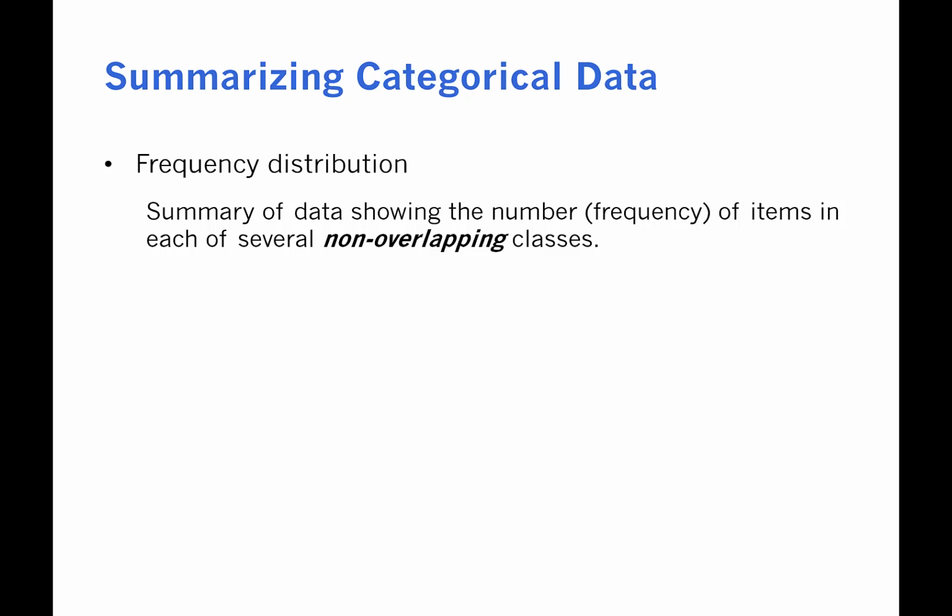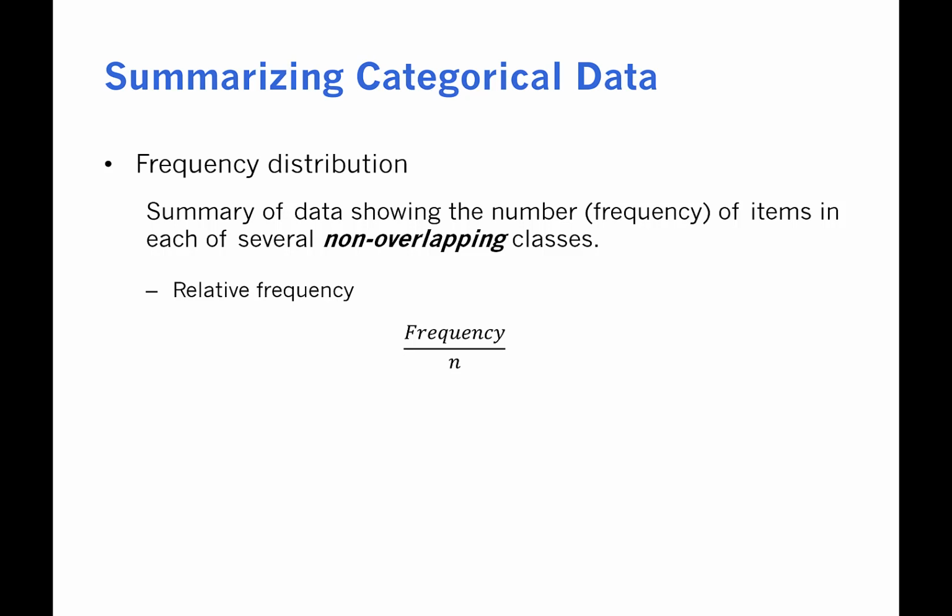So if you have categorical data, you have different categories, and you're going to count the number of data points that fall into each category. So again, it's the number or the frequency of the items.